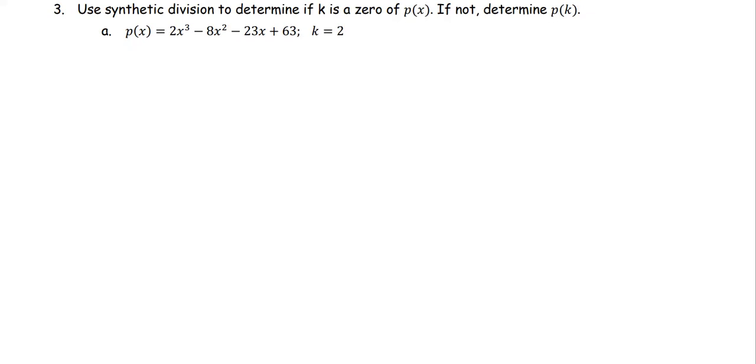In this example, we are going to use synthetic division to determine if k is a 0 of p(x). If not, we're going to determine p(k). Refer to the remainder theorem. The note here, the remainder theorem.